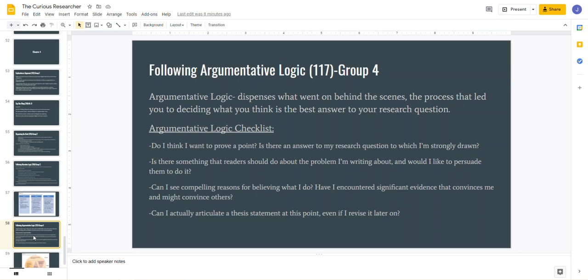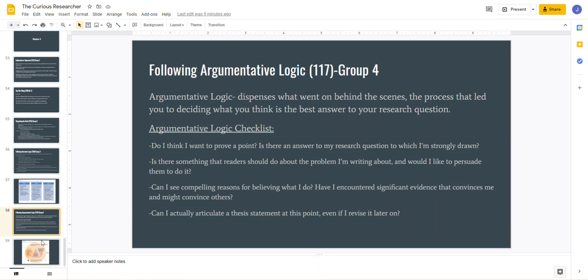Argumentative logic checklist is, do I think I want to prove a point? Is there an answer to my research question to which I'm strongly drawn? Is there something that readers should do about the problem I'm writing about? And would I like to persuade them to do it? Do I have compelling reasons for believing what I do, and have I encountered significant evidence that convinces me and might convince others, right? So this is usually articulated in a thesis statement, and you can even revise that as you move forward.